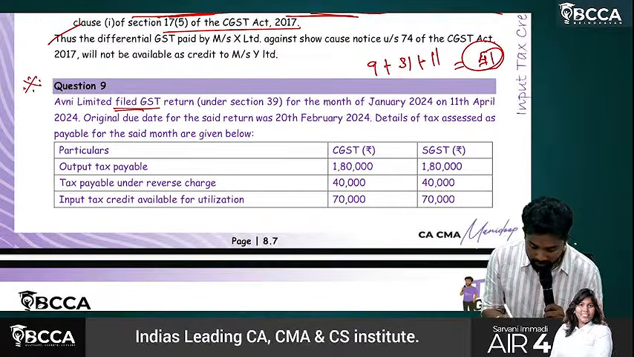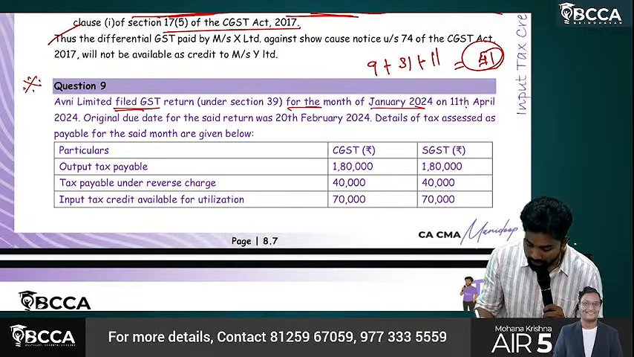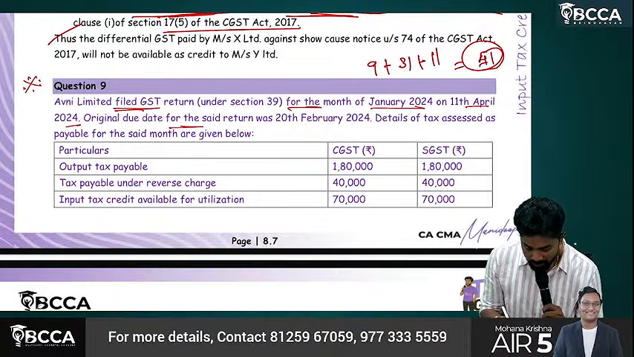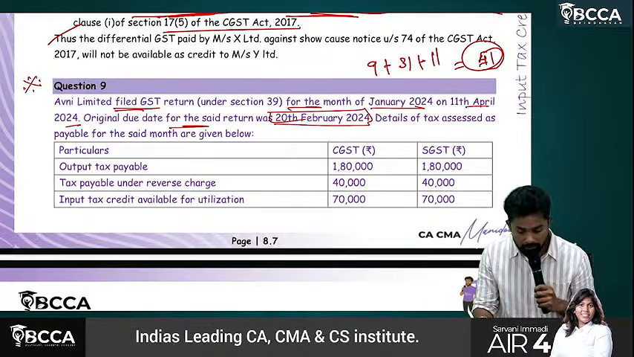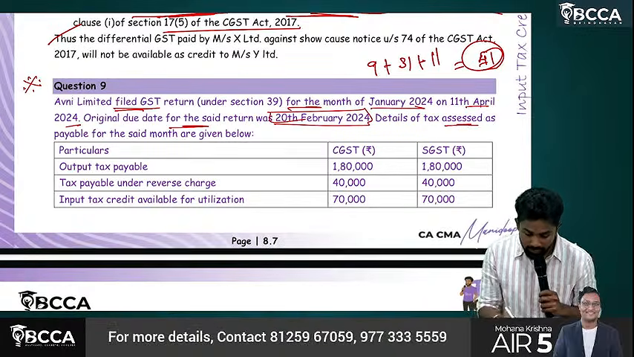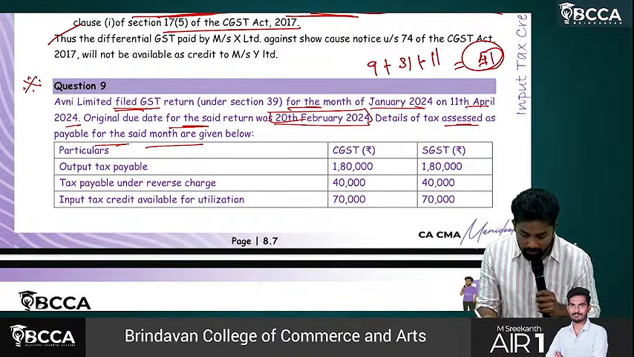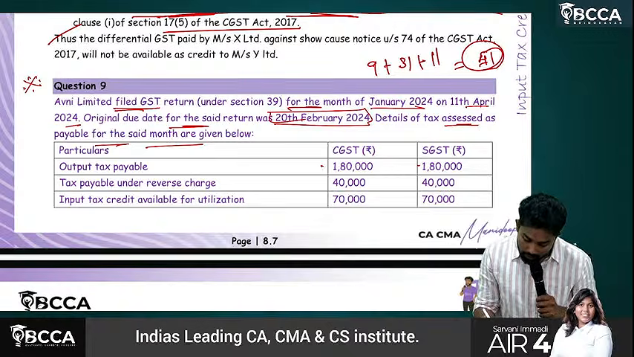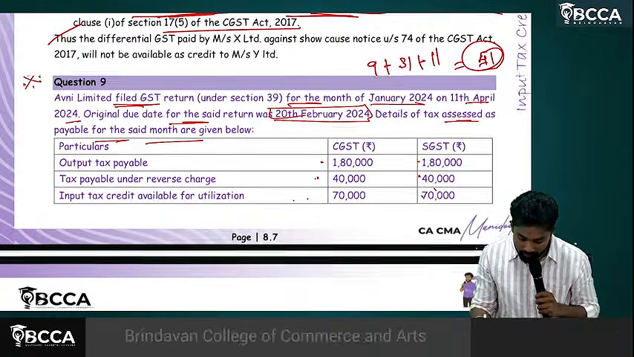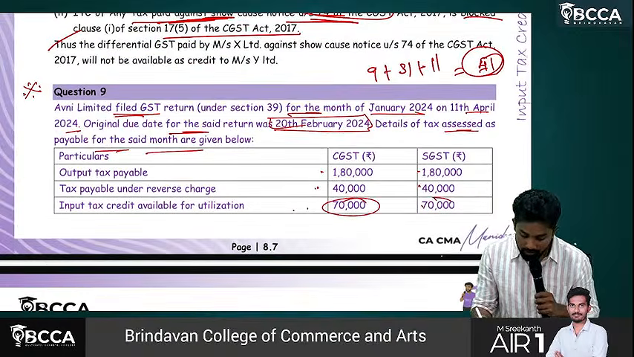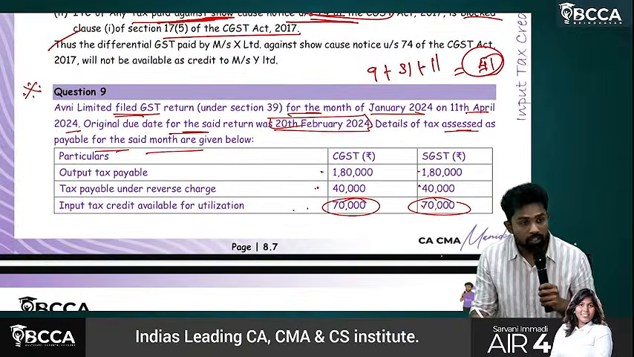Avini Limited filed GST return for the month of January on 11th April. The original due date for the said return is what, sir? 20th February. But the details of tax assessed and payable for the said month are: tax payable 1,80,000, tax payable under RCM 40,000, ITC 70,000. Sir, ITC we can adjust with what? Only with the outward tax liability.